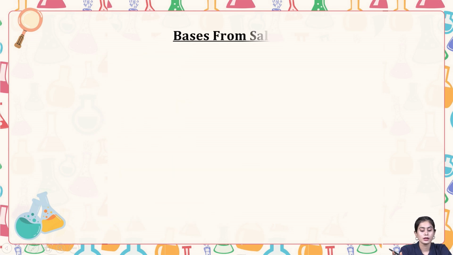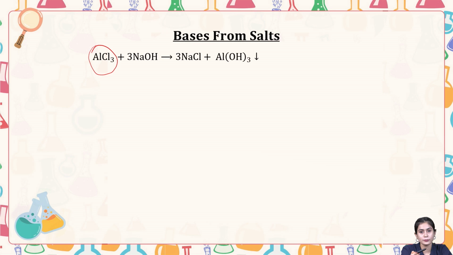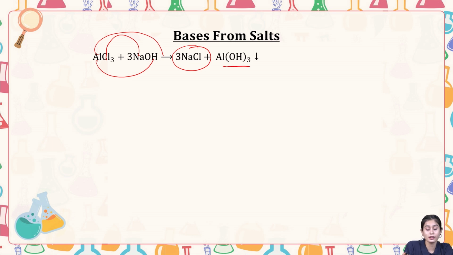Moving on to the bases from salts. Okay, so how do we get bases from salts? So this is the salt, aluminium chloride. Okay, we are using another base of aluminium, that is aluminium hydroxide. Okay, so what is happening actually here, the double displacement reaction is taking place. How come? So as you can see here, aluminium is reacting with this and sodium is reacting with this. So you are getting sodium salt and aluminium hydroxide as the precipitate. So I hope that is clear to you.